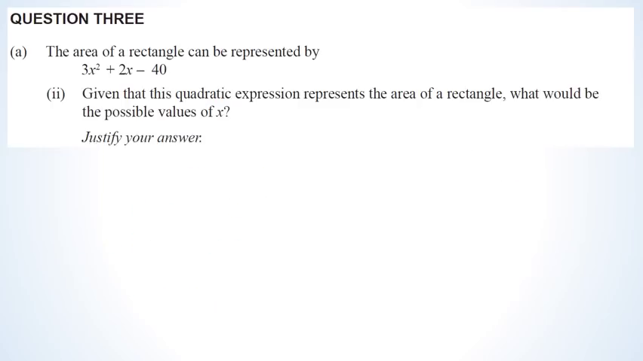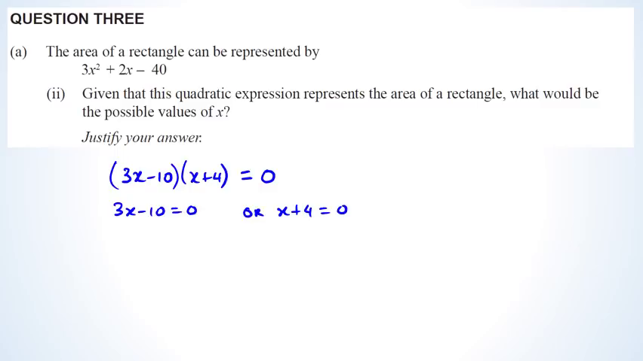Now the second part of the question says, given this quadratic represents the area of a rectangle, what would be the possible values of x? From the previous part, we got 3x minus 10 as one side and x plus 4 as the other. We need to put each of these brackets equal to 0. Because it's asking for the possible values of x, we can say the minimum area for this rectangle is going to be 0. So 3x minus 10 is equal to 0, or x plus 4 is equal to 0. If x plus 4 equals 0, then x is negative 4, while on this side 3x is equal to negative 10, and then x is equal to negative 10 divided by positive 3.